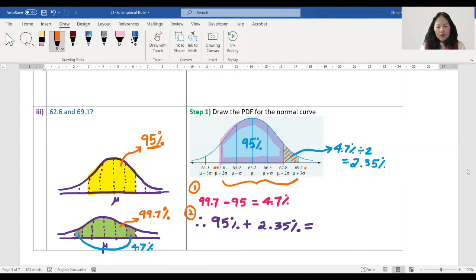When I think about it, what I've done is 99.7 take away 95% will give me the little bits at each end, isn't it? Then I'm going to divide it by 2, because I'm just counting just the one part of that, the middle tail, if you like. So that will give me 2.35%. And all I've done is add 95% with that 2.35%. So if I do that, I will get 97.35%. Okay, I'm sure there's another way of doing this, and you're welcome to do whatever you feel comfortable. But this is just one of the ways I've done.